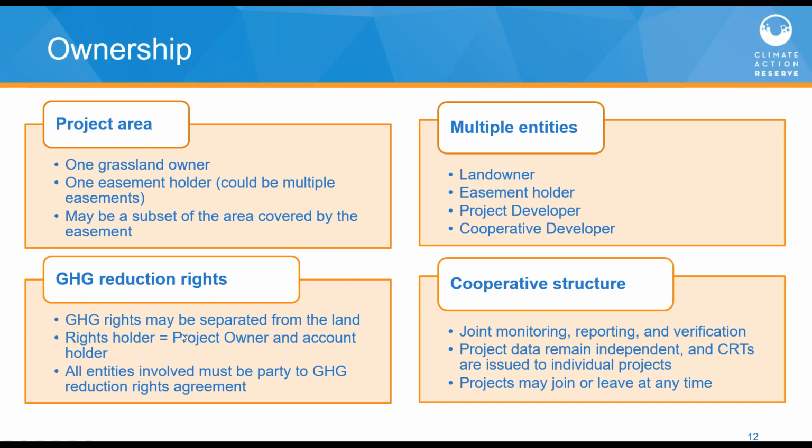Because we believe that the easement itself presents perhaps a gray area in terms of ownership of these greenhouse gas reduction rights, we require that both the grassland owner and the easement holder are involved in a greenhouse gas reduction rights agreement. It can take different forms. We don't specify exactly how that agreement has to look, but they both need to be a party to it.